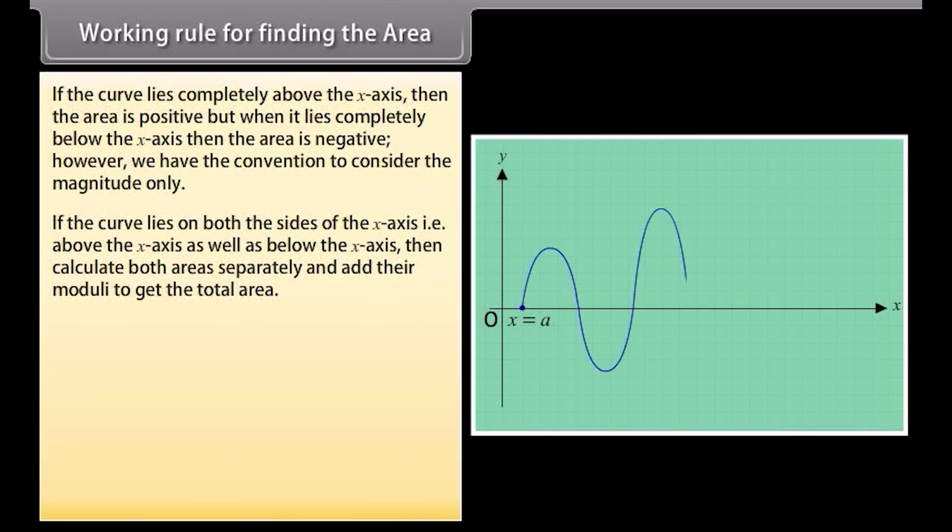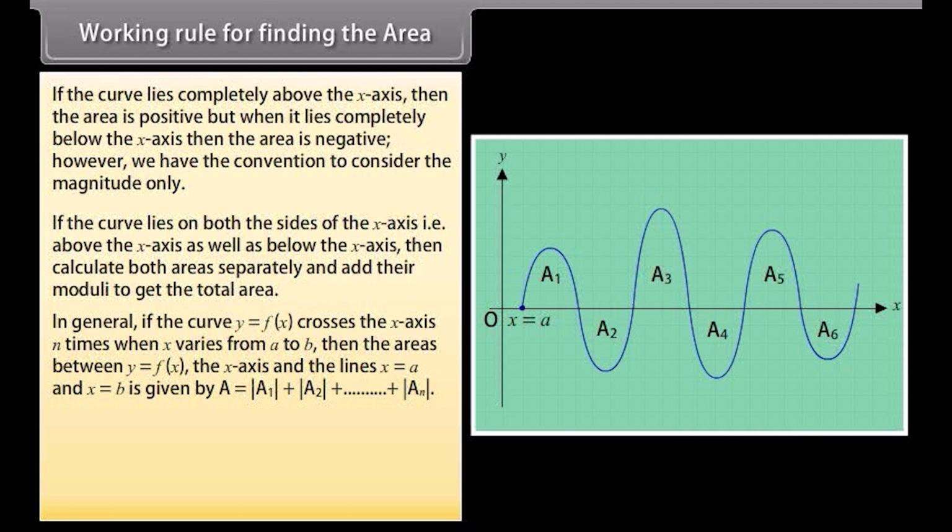If the curve lies on both the sides of the x-axis, that is, above the x-axis as well as below the x-axis, then calculate both areas separately and add their moduli to get the total area. In general, if the curve y is equal to f of x crosses the x-axis n times when x varies from a to b, then the area between y is equal to f of x, the x-axis, and the lines x is equal to a and x is equal to b is given by A equals modulus of A1 plus modulus of A2 up to modulus of An.